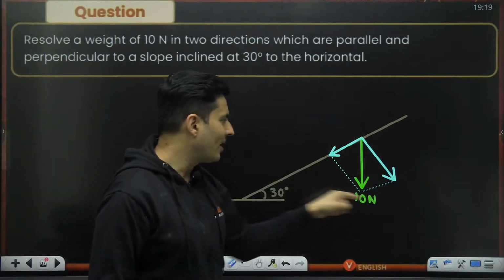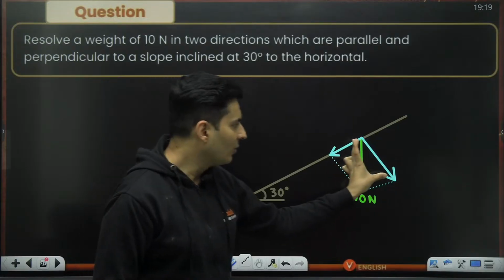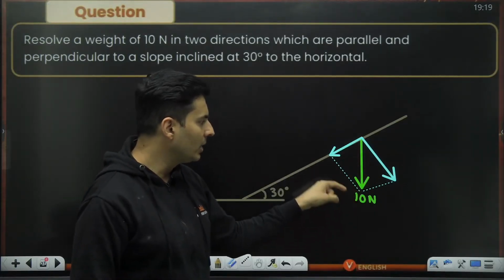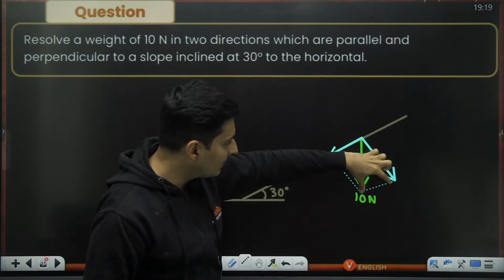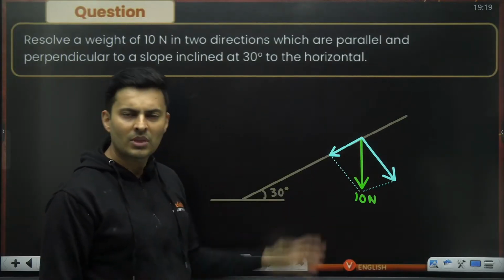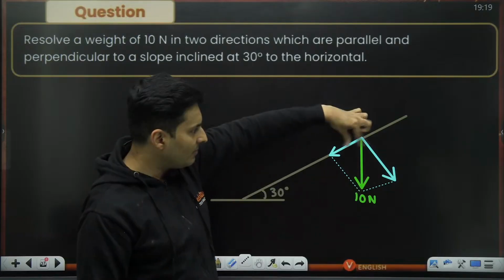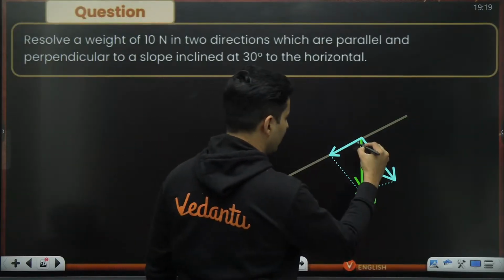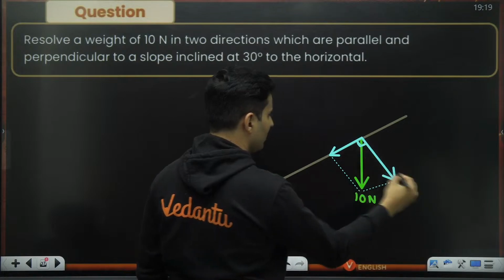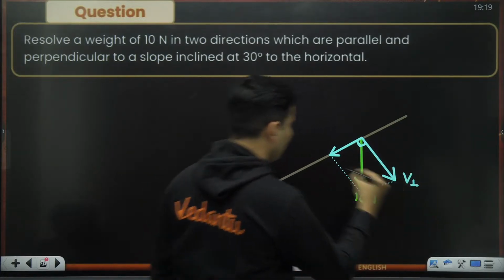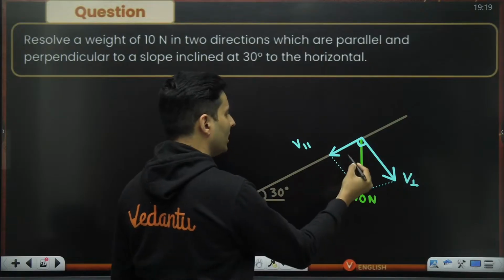Yes, sir, this is now a rectangular component. I could have easily drawn this over here. So this vector and this vector gives me 10 Newton, or I could have shifted this vector here, and this vector and this vector again gives me 10 Newton. It doesn't matter as long as I'm splitting it perpendicular to each other. So 100% they are perpendicular to each other. So these are the two components. This is the perpendicular component. This is the parallel component.